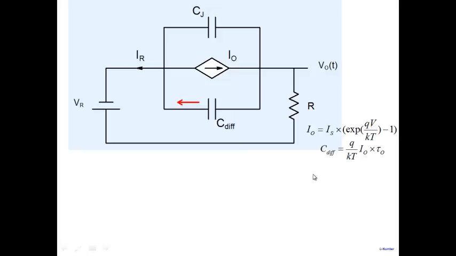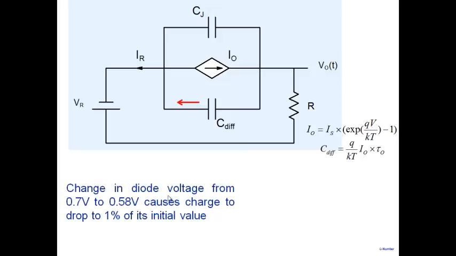Now, if you remember this, then look at this particular statement. Change in diode voltage, let's say the initial diode voltage was 0.7. Change in diode voltage from 0.7 to 0.58 causes charge to drop to 1% of its initial value. Diffusion capacitance is exponentially related to voltage. The amount of charge that is there in this capacitance is also exponentially related to voltage. Correct? Now, let's say my initial voltage across the diode was 0.7. If I go from 0.7 to 0.58, it's easy to show when it's exponential that my charge will drop from 100% to 1%.